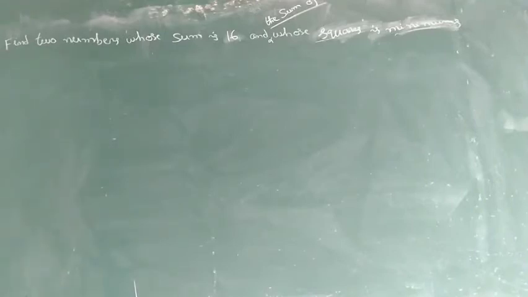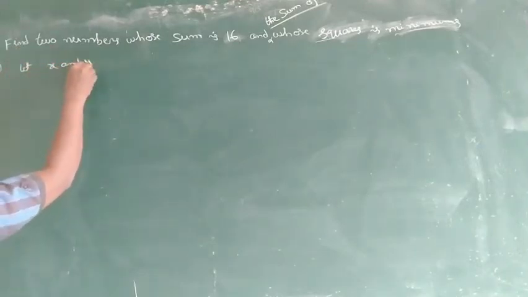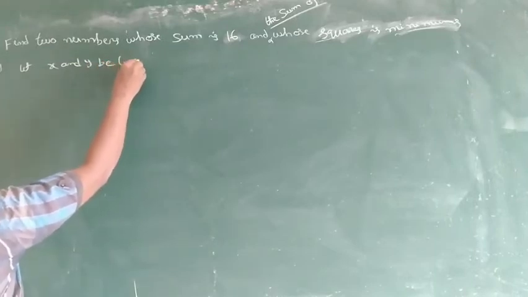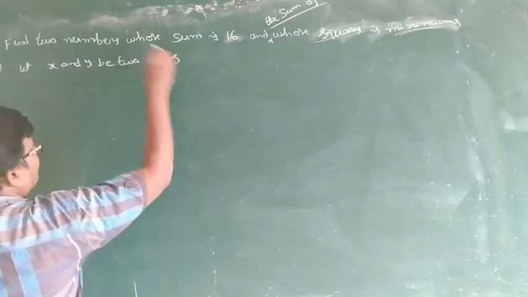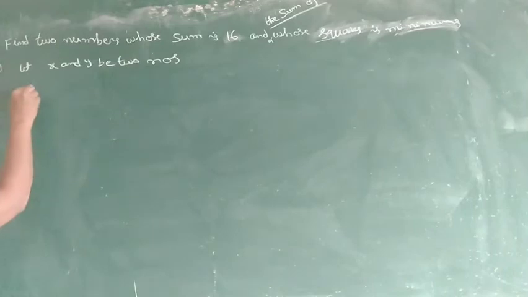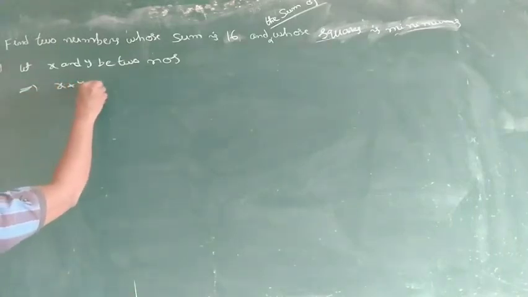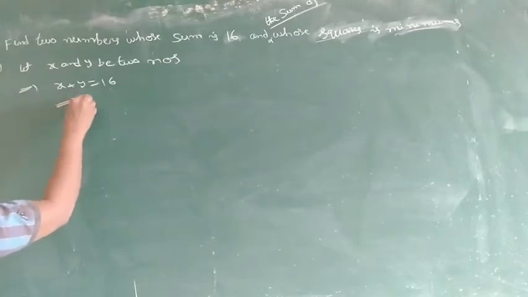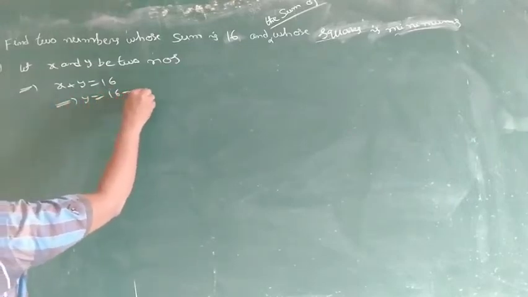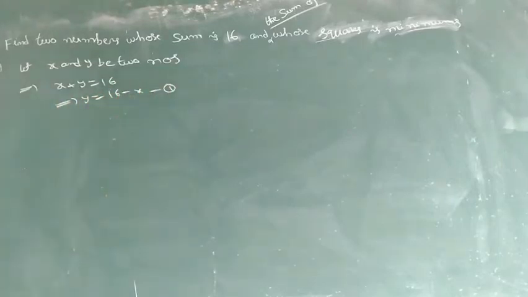What is the solution? Let x and y be two numbers. What is the given condition? Sum of the numbers is 16. x plus y is equal to 16, that is y is equal to 16 minus x. Equation number 1.